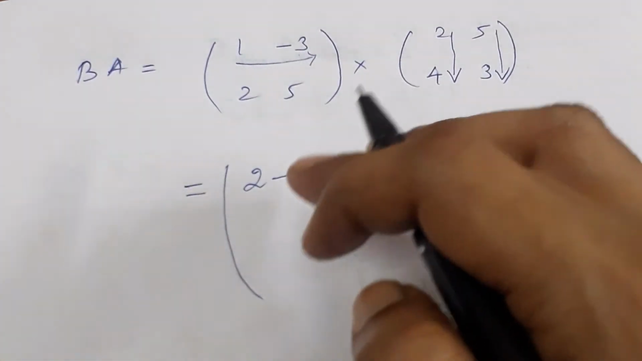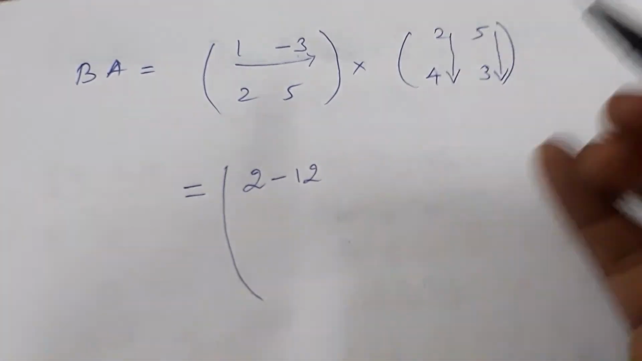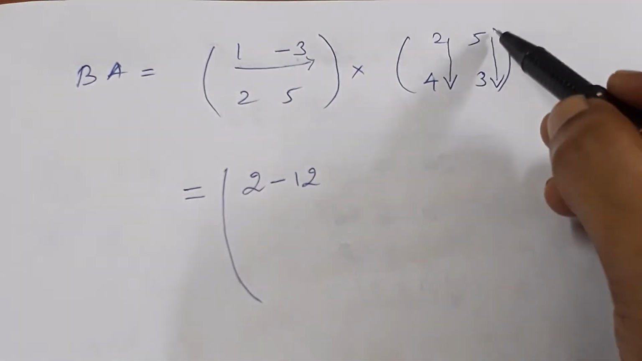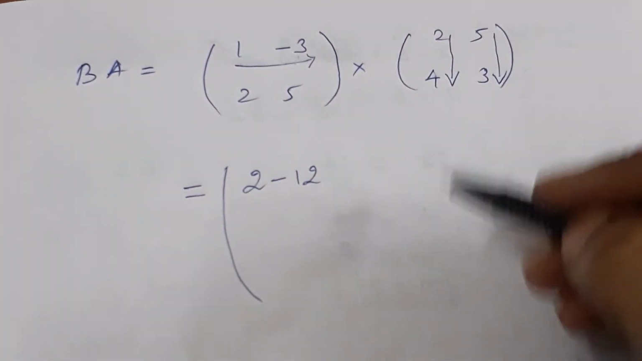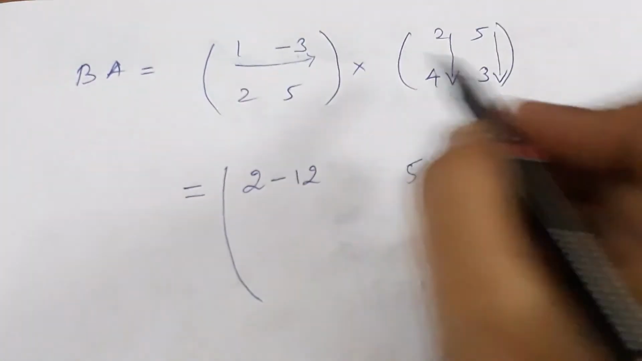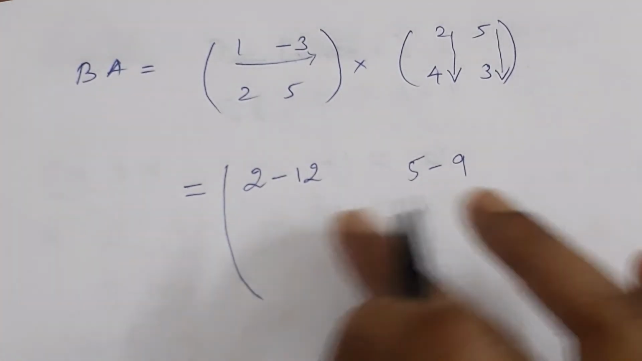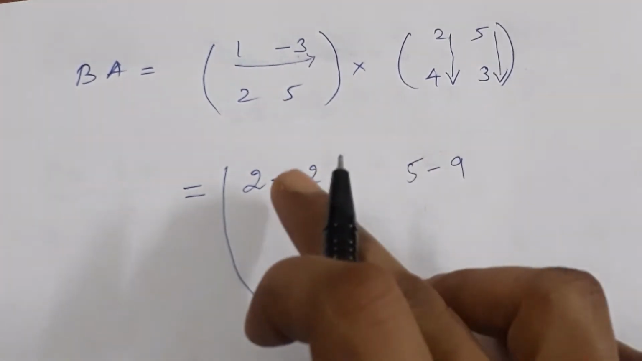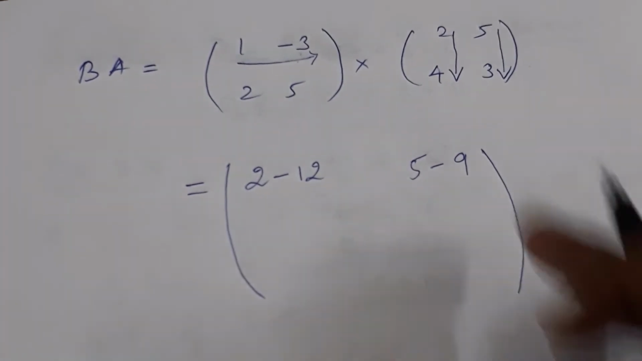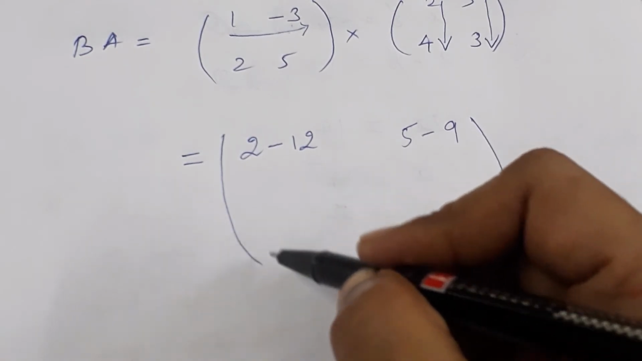Now we are going to find the second entry of the product matrix. How will you find it? Multiply the first row with the second column. 1 into 5 is 5, minus 3 into plus 3 is minus 9. We have completed two entries of the first row. We can close this row and then find the third entry.